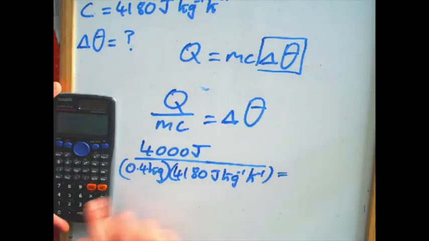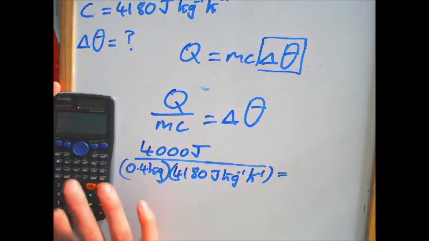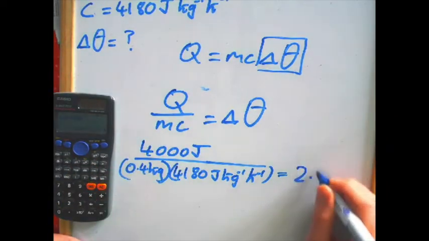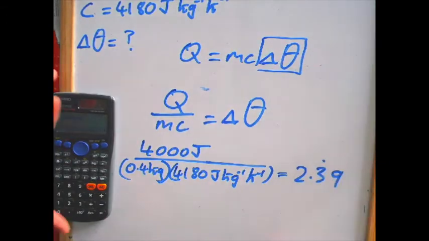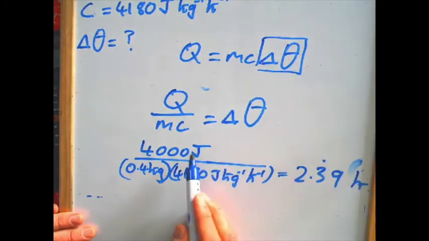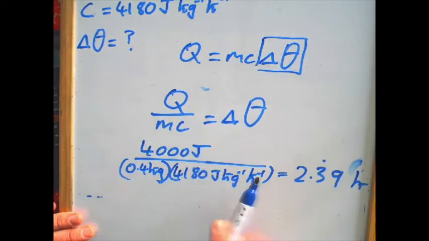4,000 divided by 0.4, it's going to make the number go up. We're going to divide that by 4180. Standard answer is 2.39 recurring. Don't forget our units. So let's have a quick check of the units here.